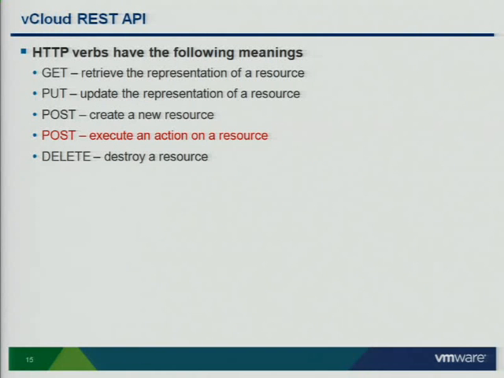Being a REST API based on HTTP, we of course reuse the meaning of the HTTP verbs. For the vCloud API, GET is used to retrieve the representation of a resource. PUT is used to update the resource, POST to create a new resource, and DELETE to destroy a resource. In addition to that, we also use POST to execute an action on a resource. For example, if you want to power on a VM, this will be a POST operation because this is an action on the VM resource.